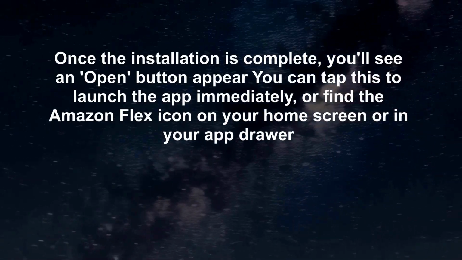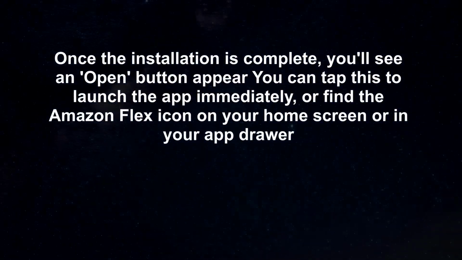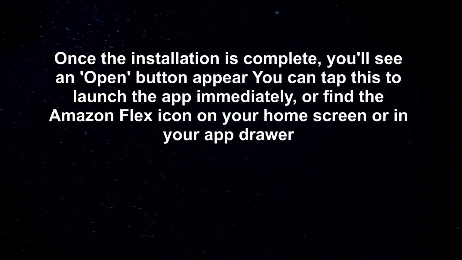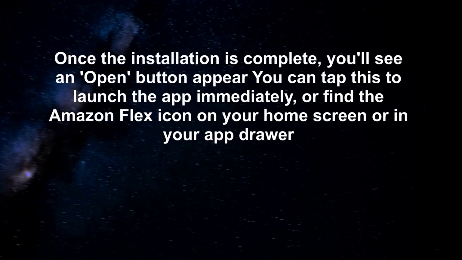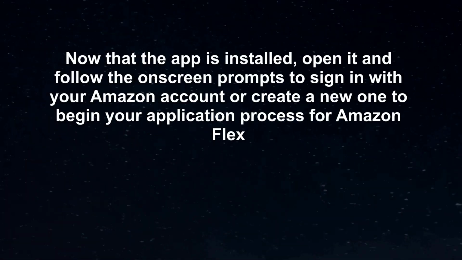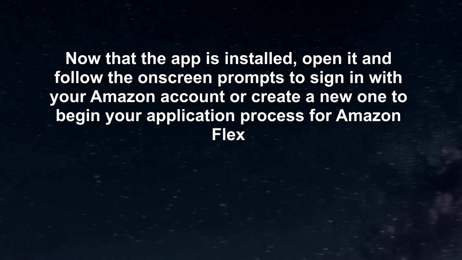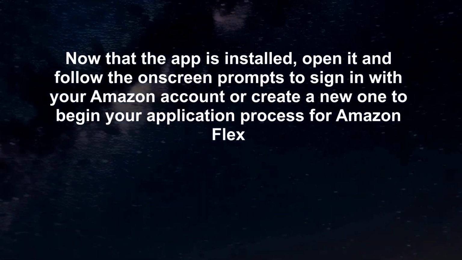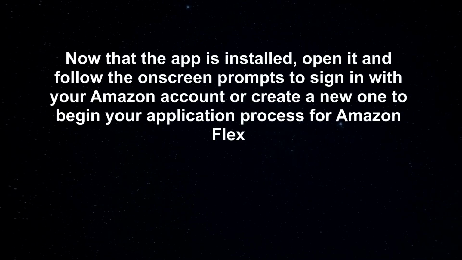Once the installation is complete, you'll see an open button appear. You can tap this to launch the app immediately, or find the Amazon Flex icon on your home screen or in your app drawer. Now that the app is installed, open it and follow the on-screen prompts to sign in with your Amazon account or create a new one to begin your application process for Amazon Flex.